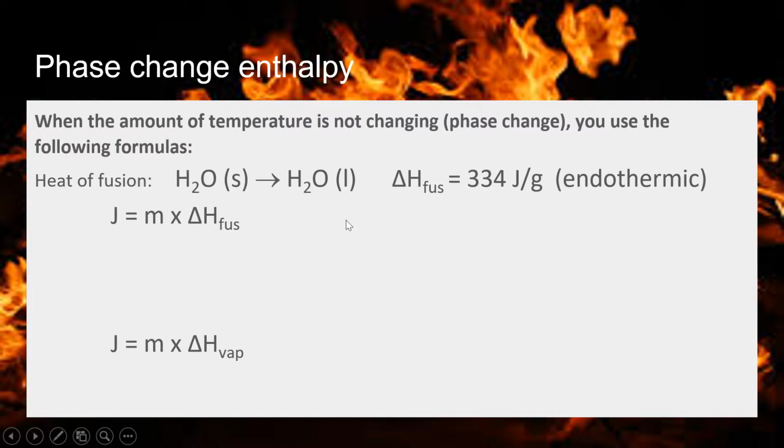So if I need to know how much heat is needed or released when we're going from solid to liquid, you're putting heat in, and liquid to solid, you're taking heat out. How much heat is it? Well, it's 334 joules per gram.